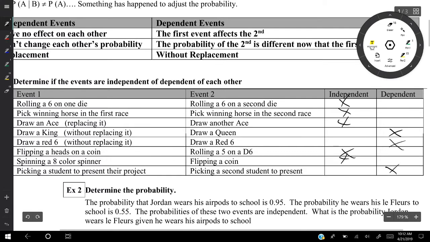So if there are 40 kids in your English class and you're presenting some sort of a report or a presentation about a book or something, well, when person A goes, they're out. So now there's only 39 left to choose from. So the probability has changed.